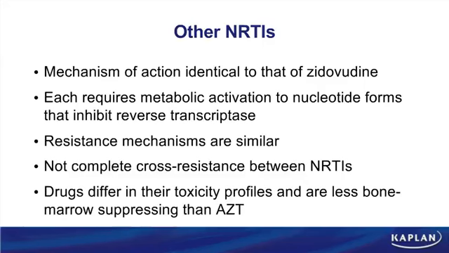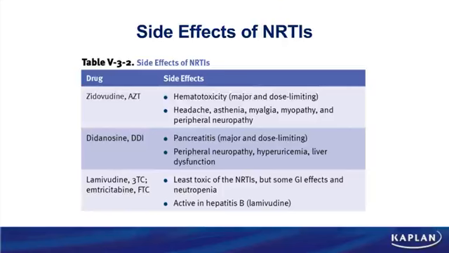The key is that the NRTIs differ in their toxicity profiles and their ability to cause bone marrow suppression. AZT, zidovudine, is the one with the greatest risk of bone marrow suppression, and all of the other NRTIs are going to have less of an effect on the bone marrow. When I look at this table for side effects of NRTIs, there's a couple of specific test questions that I see here. One is that bone marrow suppressive effect of zidovudine. That's the major and dose-limiting side effect of this drug.